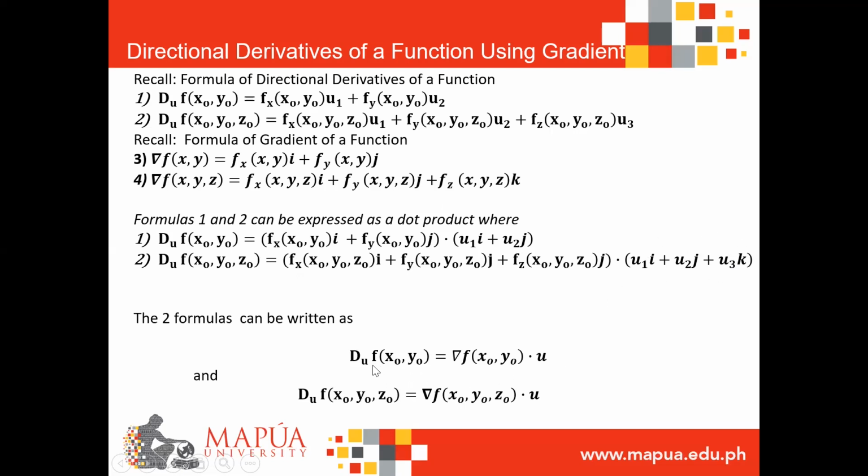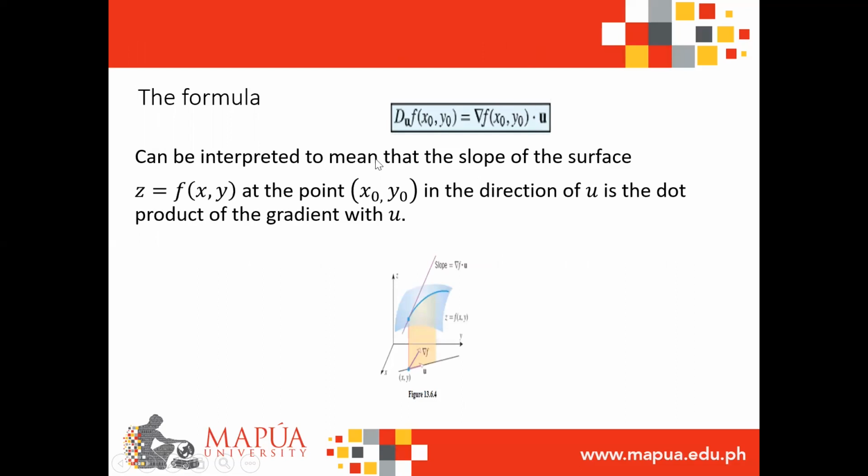So we can also read this as the directional derivative of the given function f in the direction of the unit vector is equal to del f dot unit vector u. So this involves two variables and three variables. The formula that we have encountered can be interpreted to mean that the slope of the surface z equals f of x, y at the point x sub 0, y sub 0 in the direction of u is the dot product of the gradient with u. Similarly, this also applies to a function of three variables.